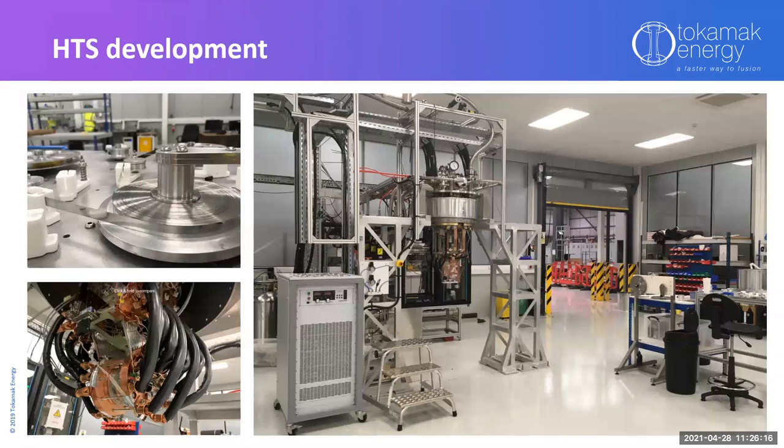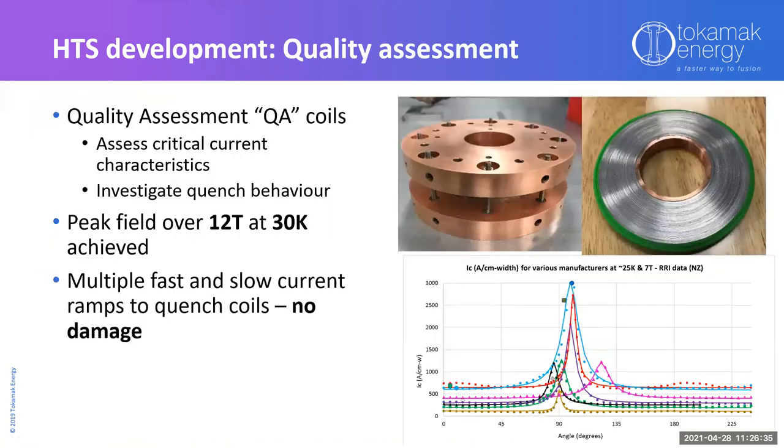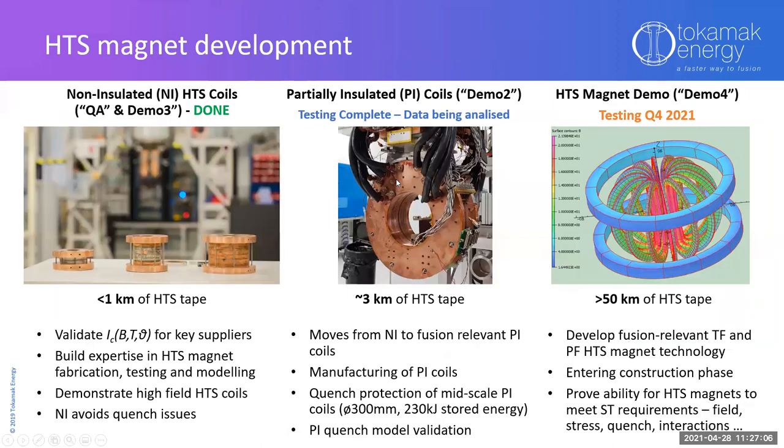And this is our laboratory where we do the development of the high temperature superconducting coils. Here you see that the superconductor comes in thin films, and this is where we wind the coils. These are some testing apparatus that we have. We did several things. For example, we did quality assessment of the coil. We built this testing coil, and we showed that we could operate at 30 Kelvin with a field over 12 Tesla. And we did multiple fast and slow current ramps to quench the coils, and there was no damage at all.